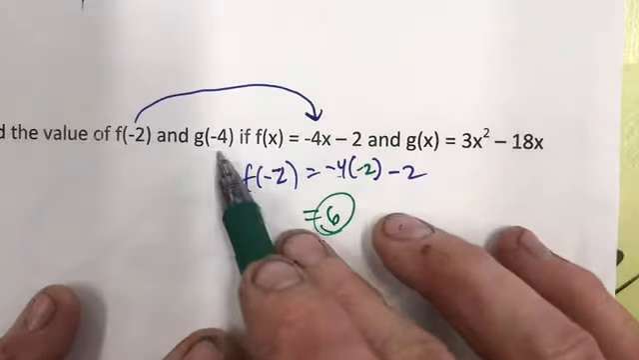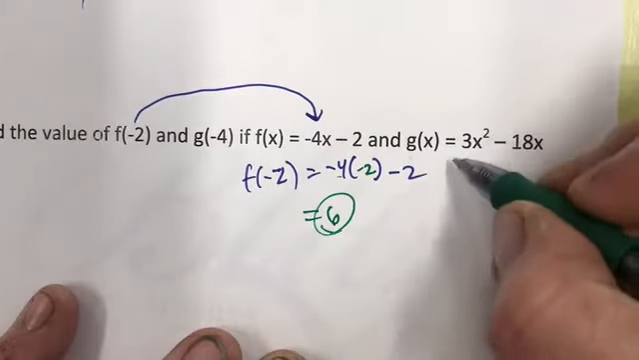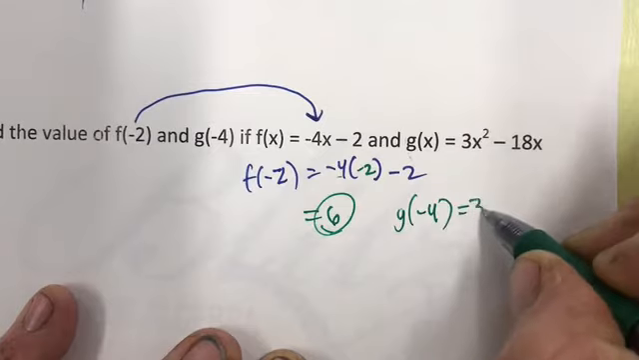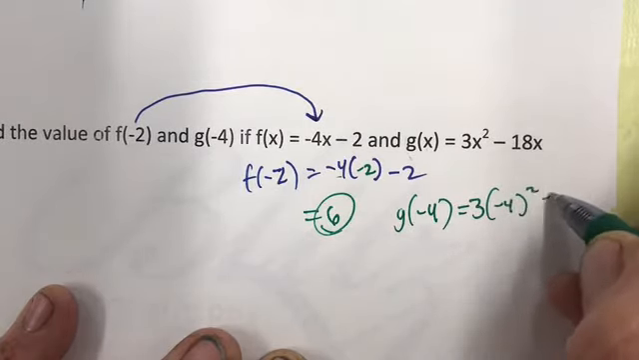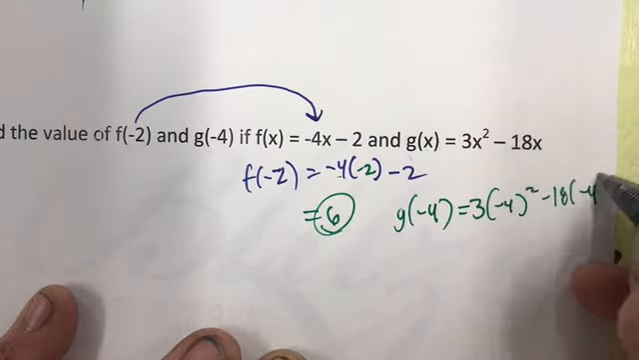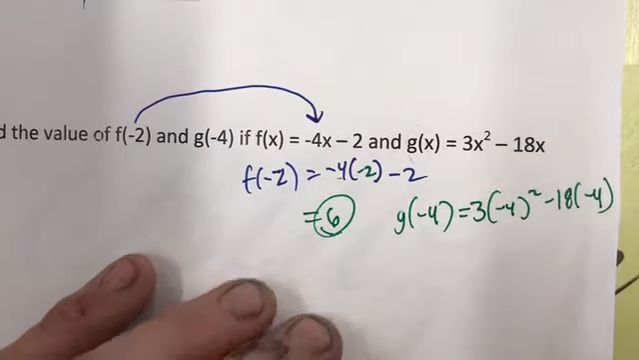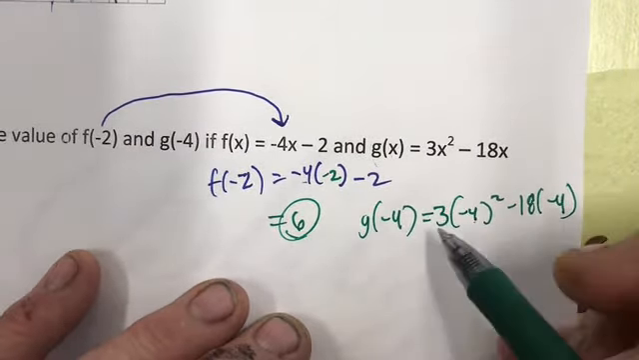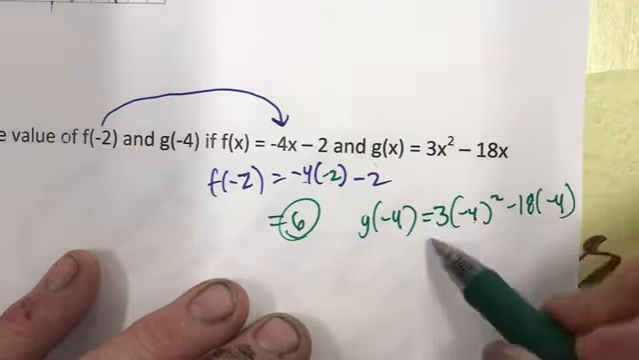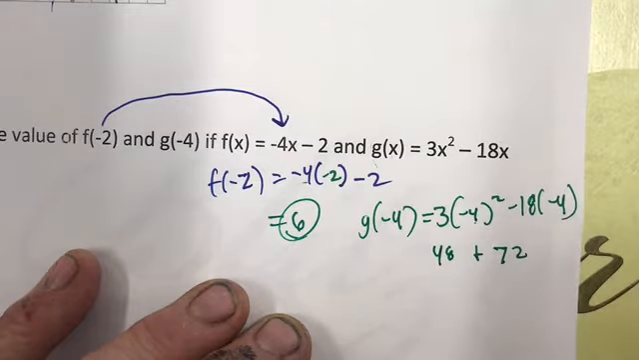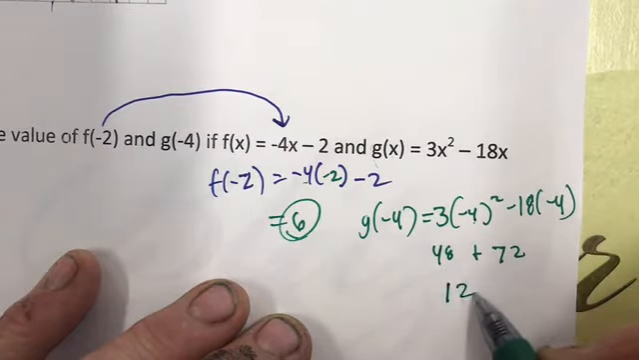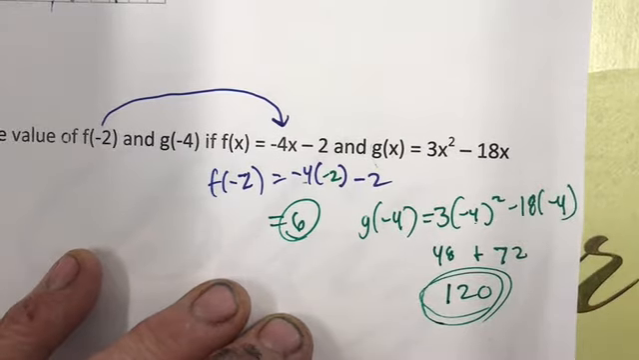What about g of negative 4? Here's g. I'm going to put negative 4 in that one. So g of negative 4 is 3 times negative 4 squared minus 18 times negative 4. I put that in the calculator, which is going to give me 16, that'd be 48 plus 72. And that's going to be 120. There you go. That's what I get.